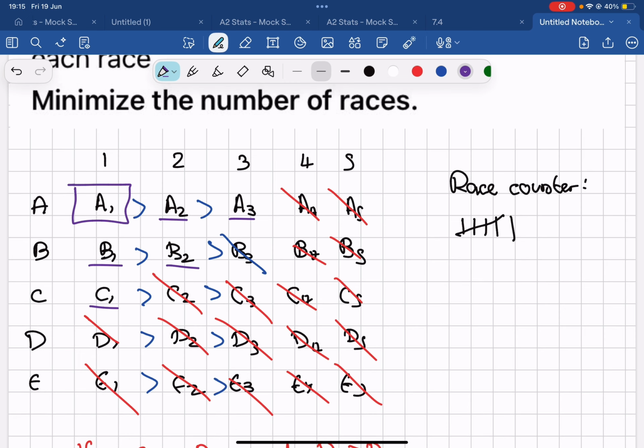Well, we can conclude that it takes just one more race to what we've got, 7 races to find the quickest. Because if we know A1's the quickest out of the lot, we're left with 5 other horses to compare, race them, find the top 2 from that race, and there you've got it. You've got your list of 3 fastest horses.